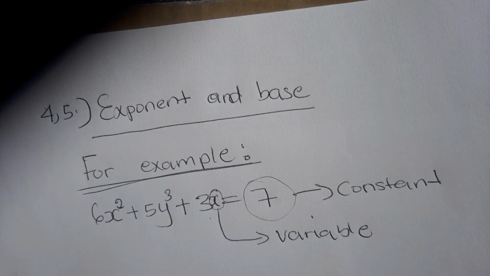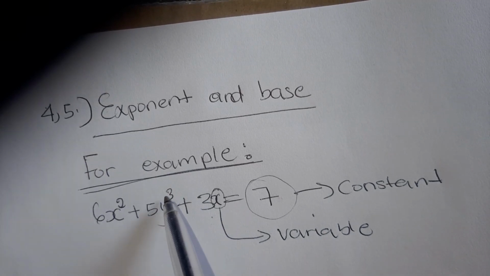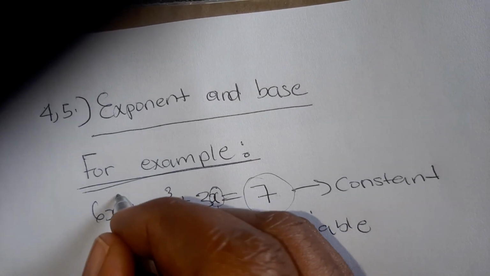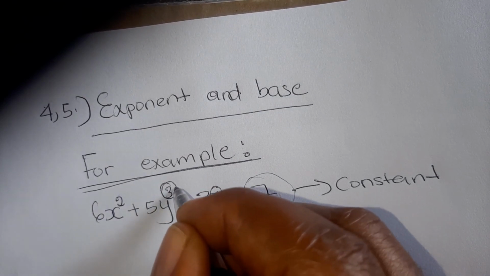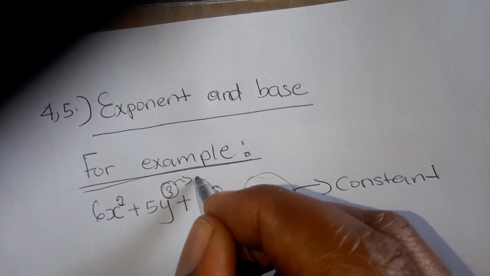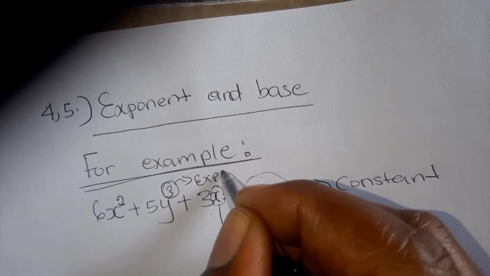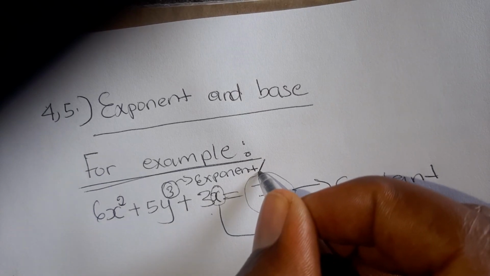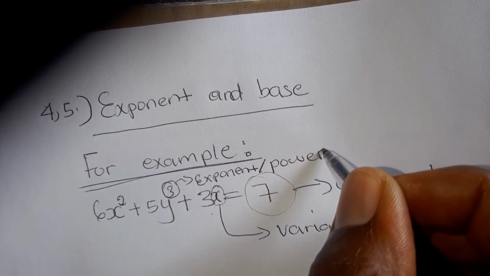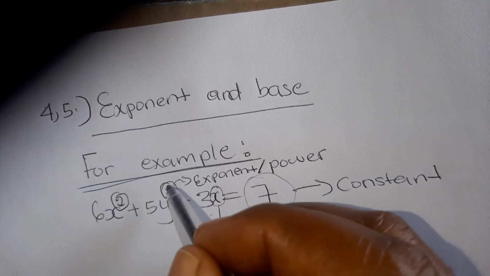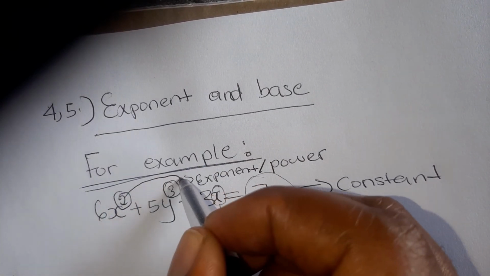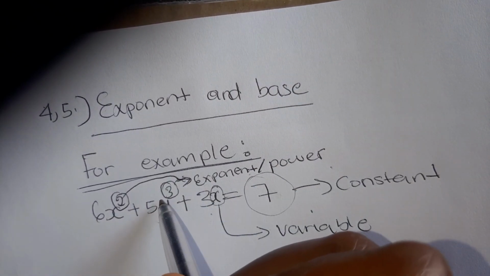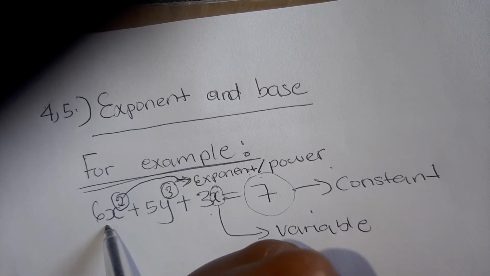And then let's move on to 5y to the power of 3. So we have these powers here. This is power 3, meaning that it's an exponent. This is our exponent or power. Same as our 2 here. It's an exponent or power.